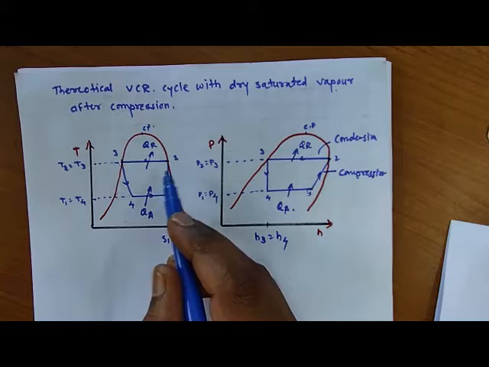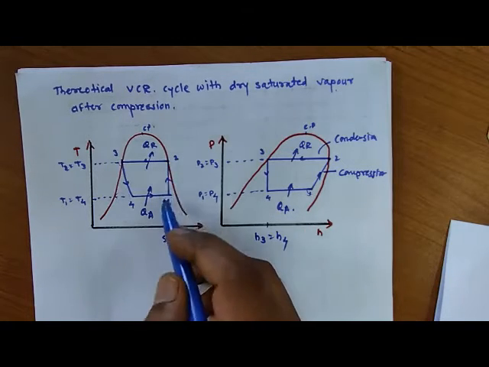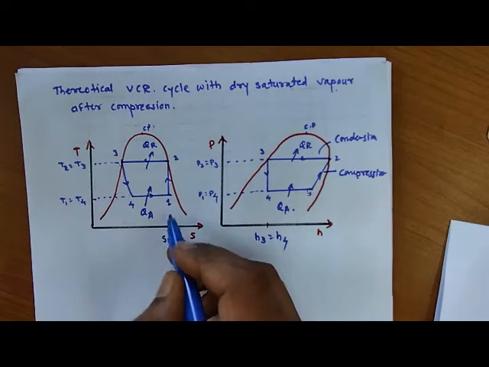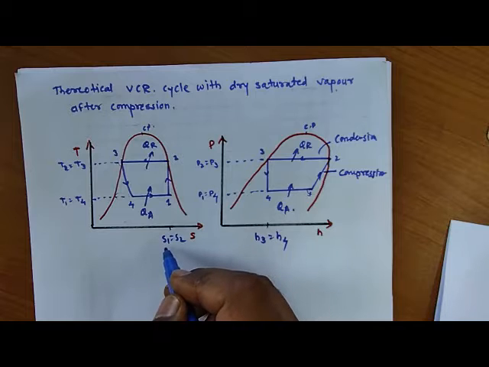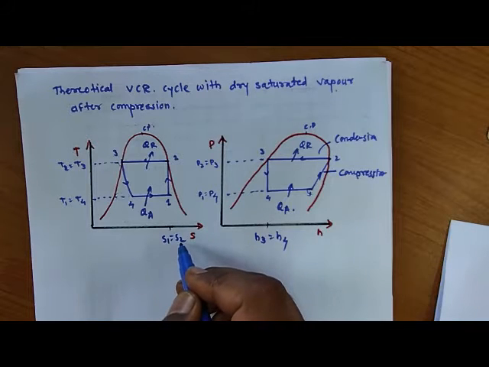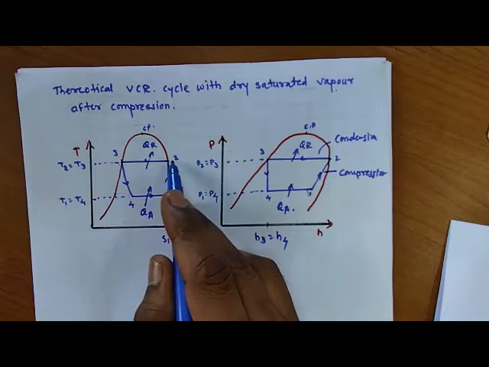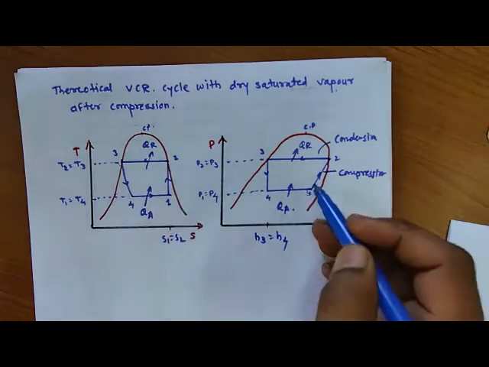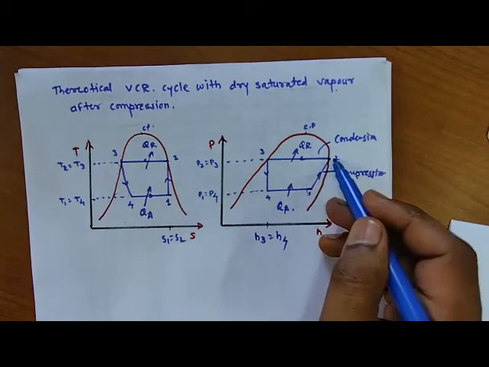But same in the TS diagram, the 1 to 2 there is a vertical straight line. That means S1 is equal to S2. Entropy available at point number 1 is equal to entropy available at point number 2. Okay, so this is the presentation of the first process, 1 to 2 compression.